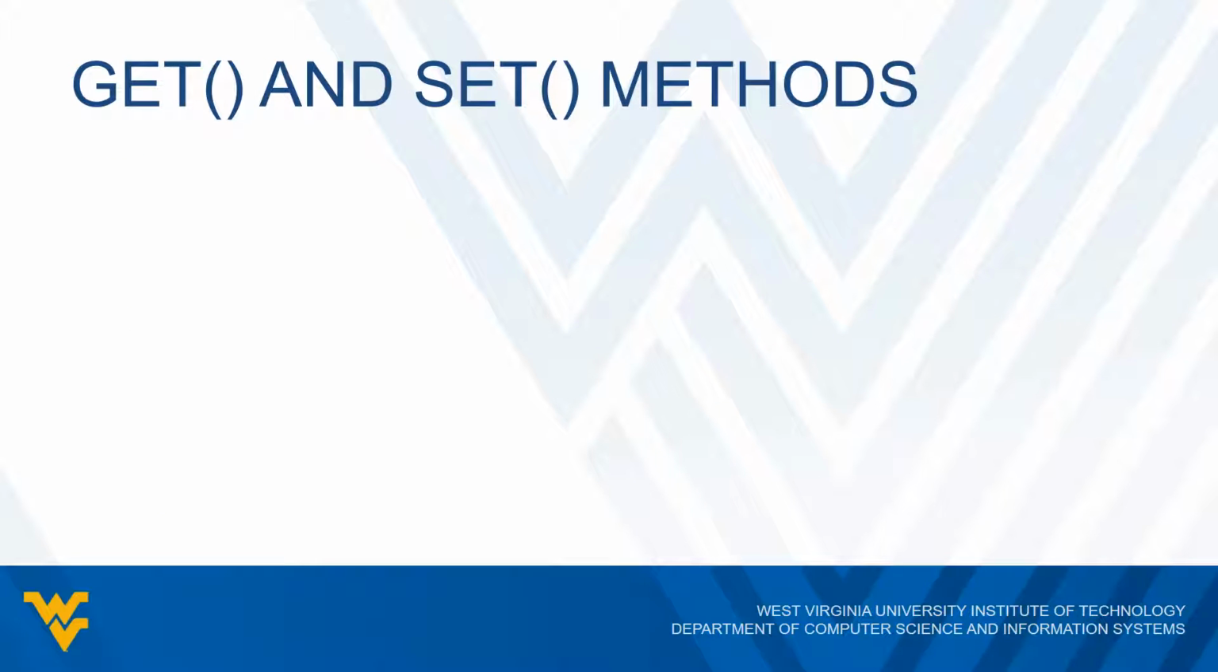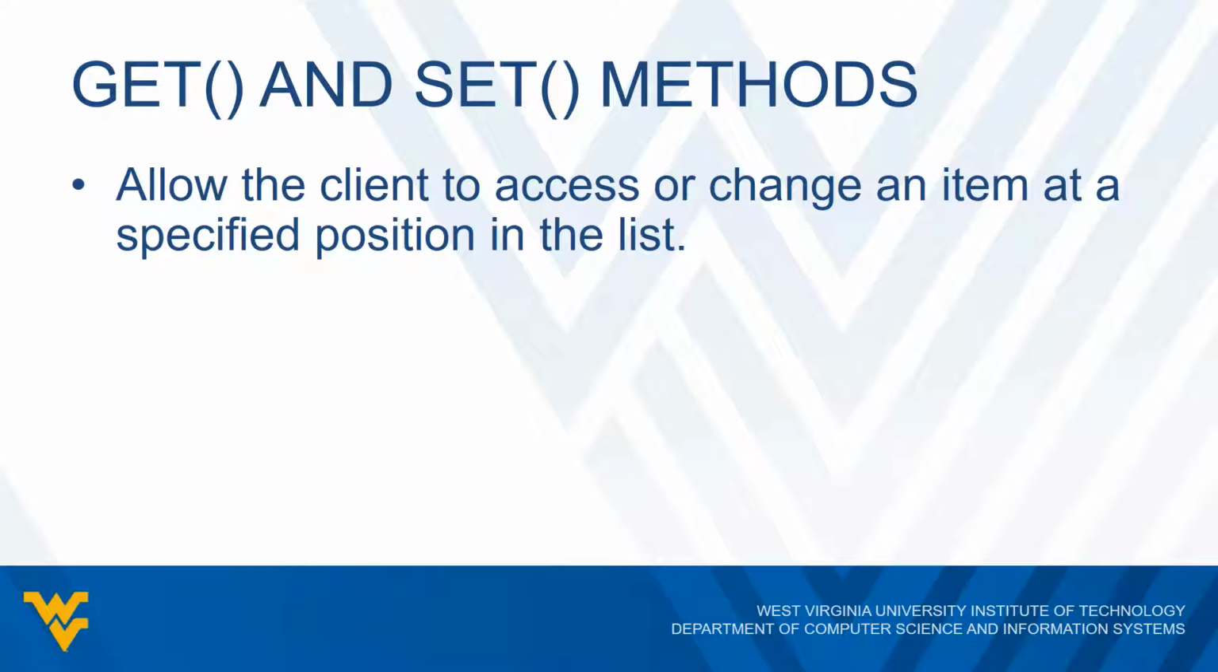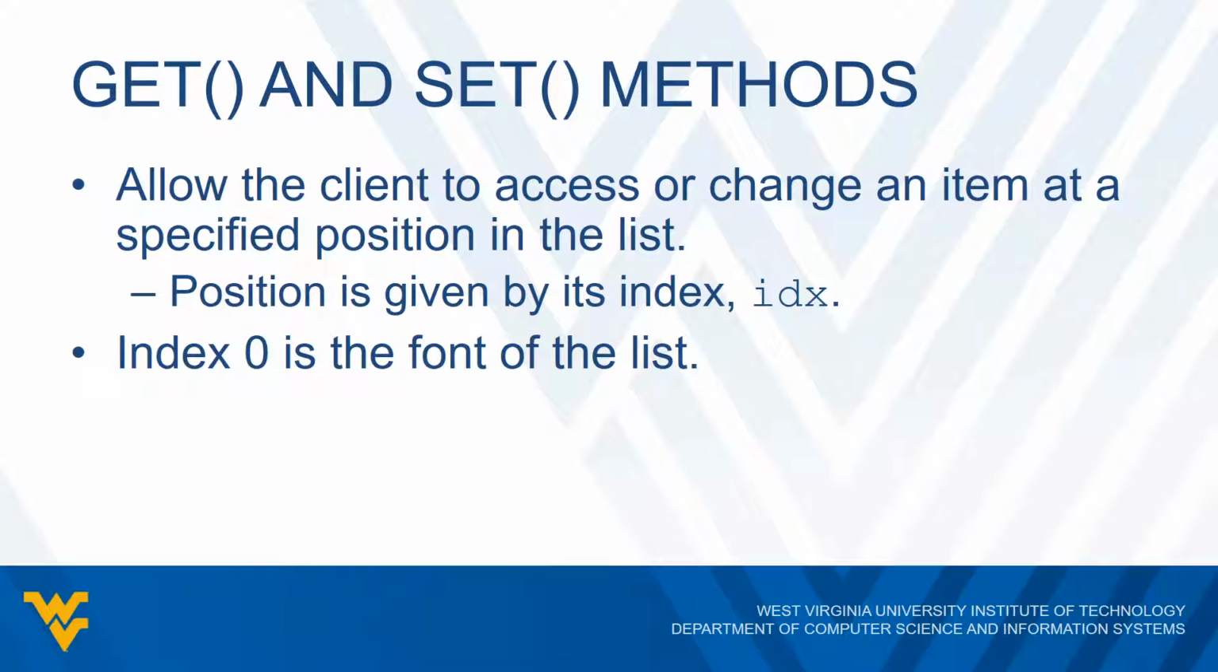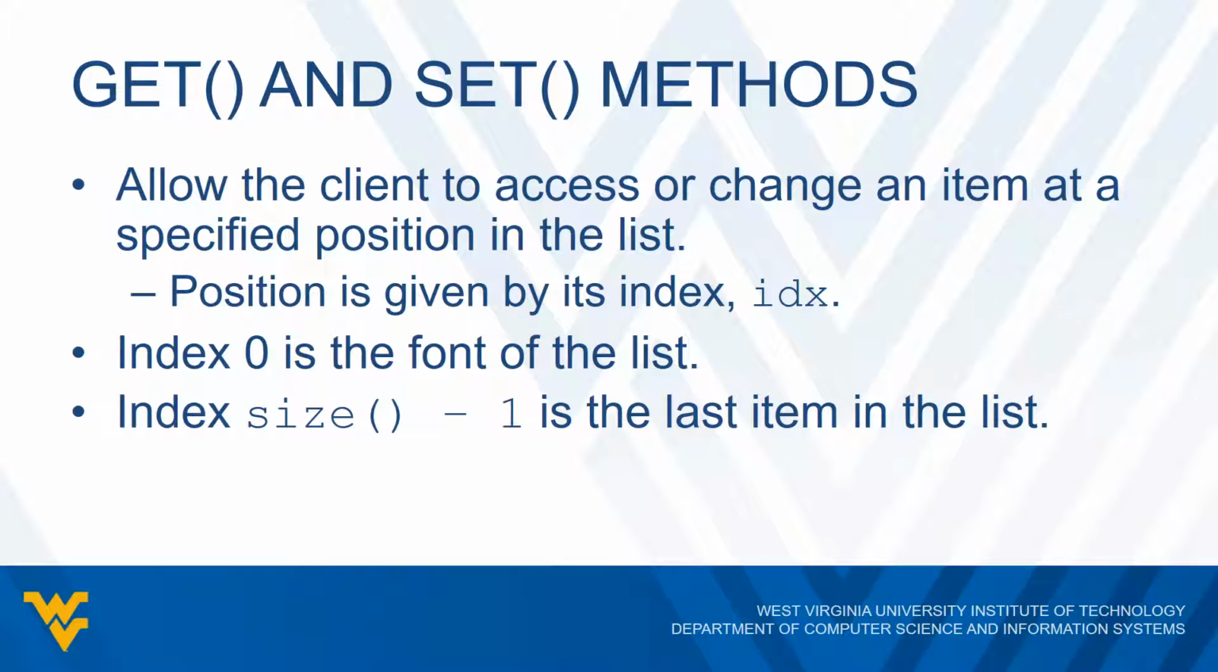We'll start by talking about the get and set methods. And these methods just allow the client to be able to access an item or change an item, depending which method you call, at a specified position in the list. So we would pass a value to say, get the item at this spot or set an item at this spot. And this is given by the index. So here we're going to call it IDX as the index or the position that we want to actually look at for our list. And for the index here, it's actually going to be very similar to how we deal with arrays. Index 0 is going to be the front of the list, and then the size -1 is going to be the last item in the list.